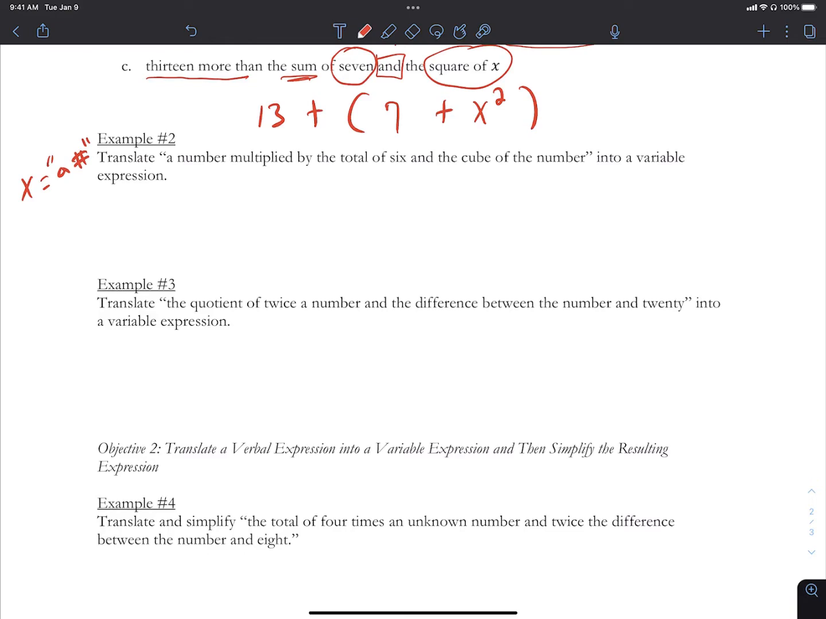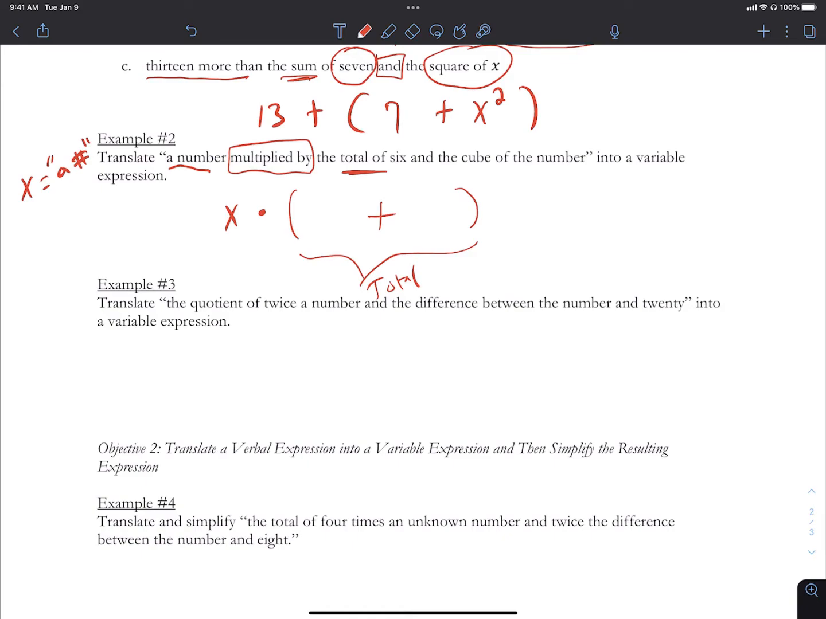So what we're told is we want to translate a number multiplied by, right? So immediately what that tells me is I have x times something else. And then what we're multiplying it by is the total of, right? So that tells me I'm going to be adding two things. And I need to put parentheses around that, right? Because the number is being multiplied by the total. So this total is like an object, right? So then what's inside the parentheses comes next.